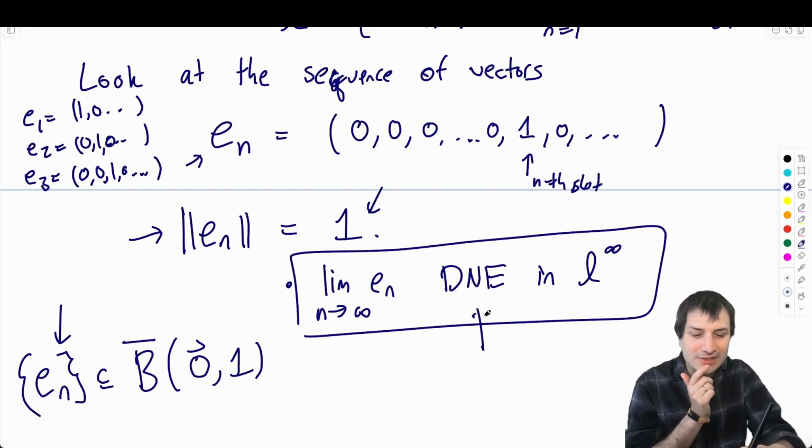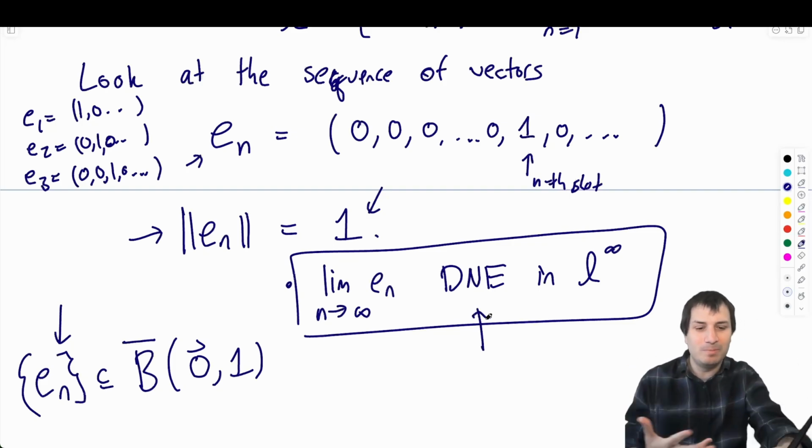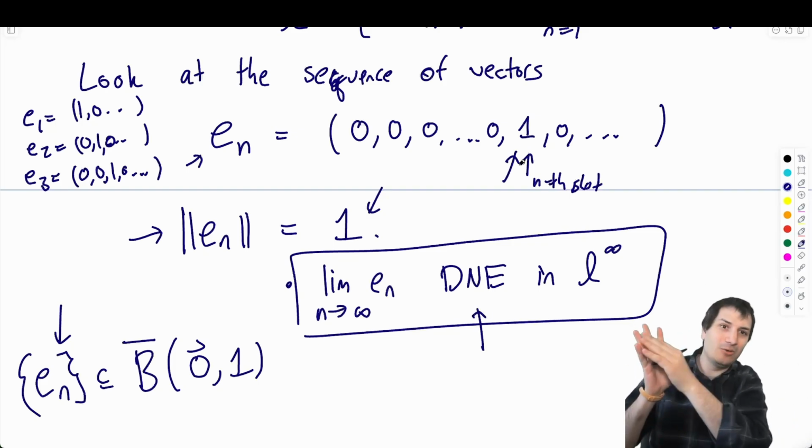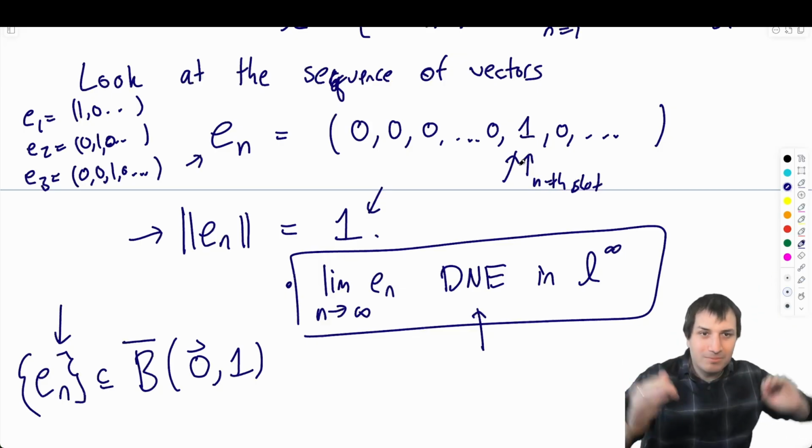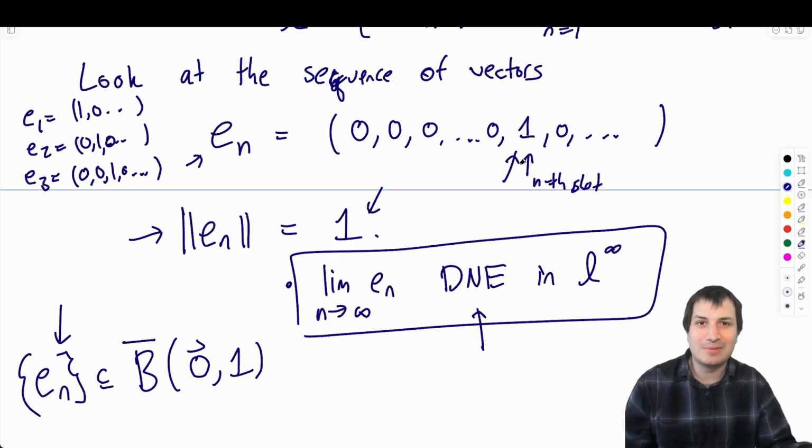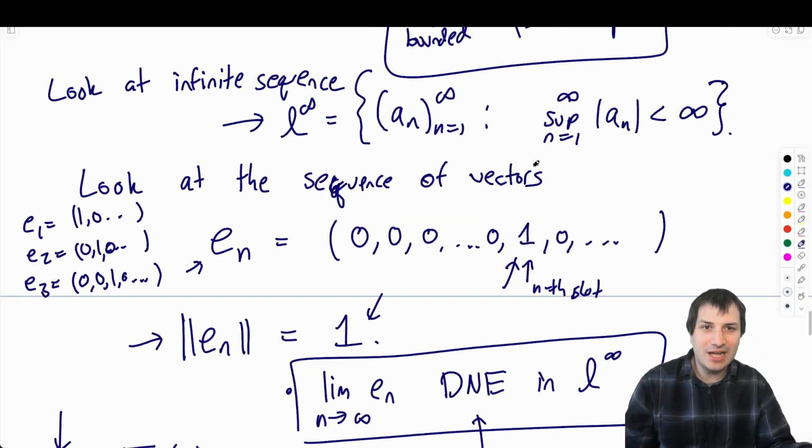Not only does the limit not exist, but any subsequence would not converge for the same reason. It would have a 1 going off to infinity, and that subsequence would also not converge. So this is a really good example.